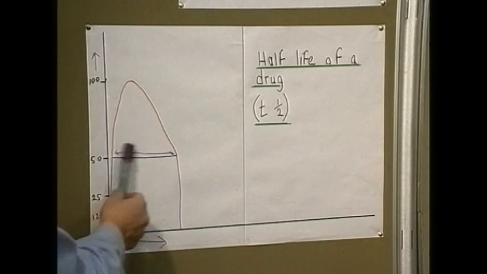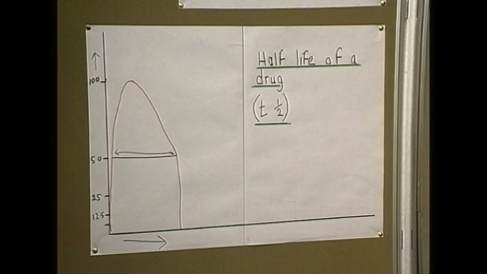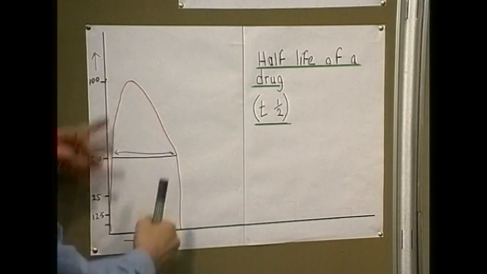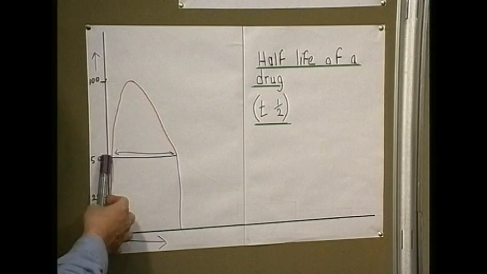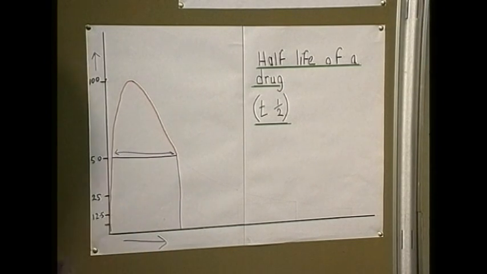So if that time is 1 hour, the half-life of that drug is 1 hour. If that time is 10 hours, the half-life of that drug is 10 hours. But let's suppose that's taken an hour to eliminate half the given dose of the drug. Now, can you see now that there's 50 units of the drug left?